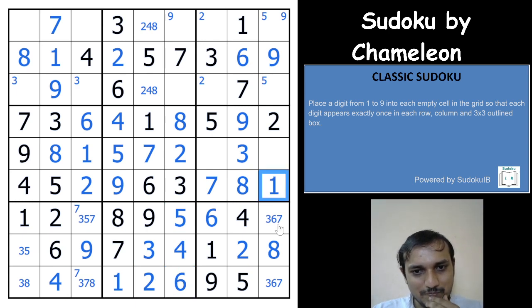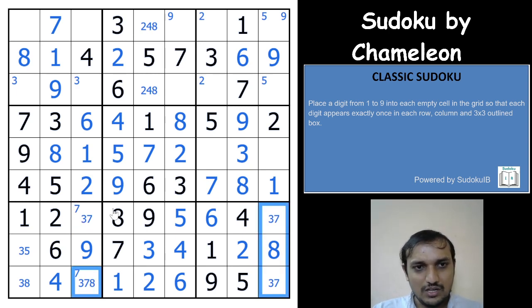1, 6. So 3 and 7, 5. This is not a 5. Again 3 and 7 in any order. I can directly write an 8 here because of the uniqueness trap here. That is also a really good logic here.